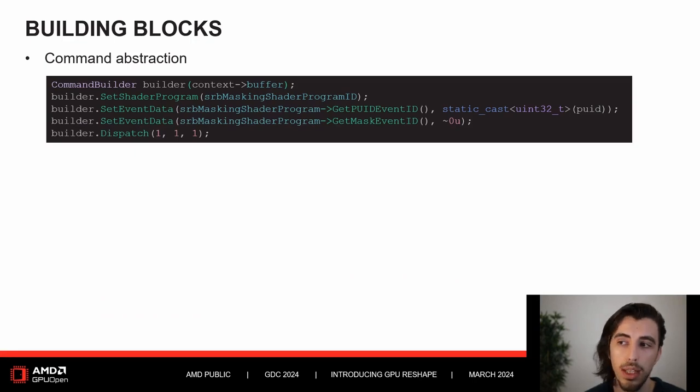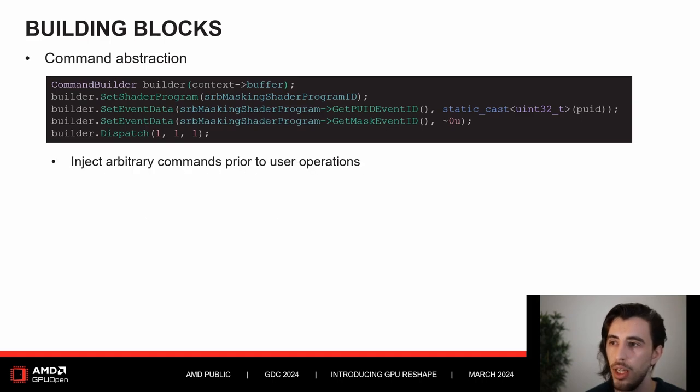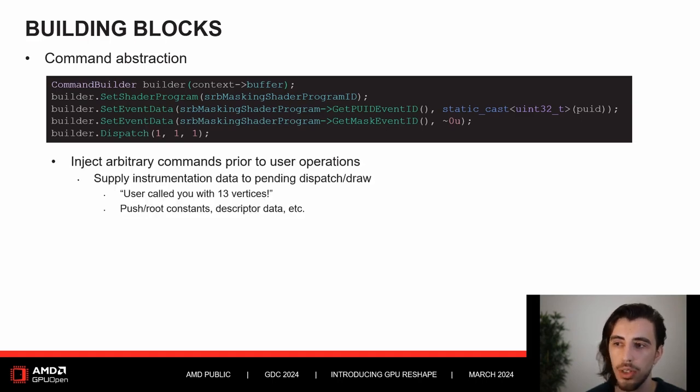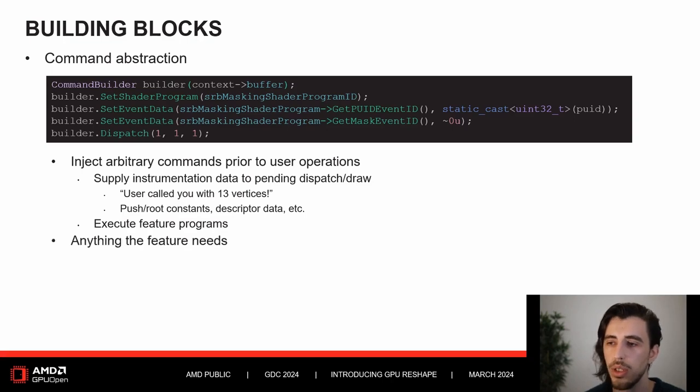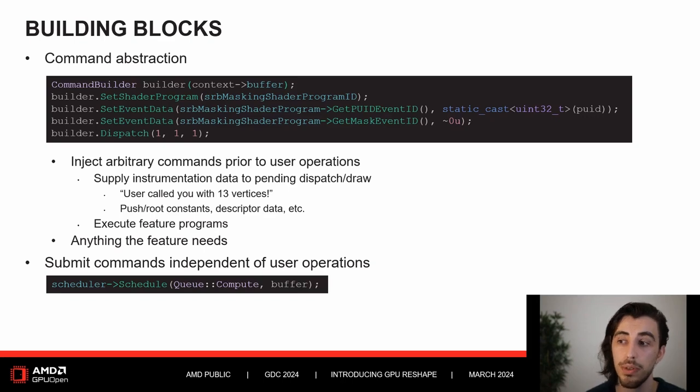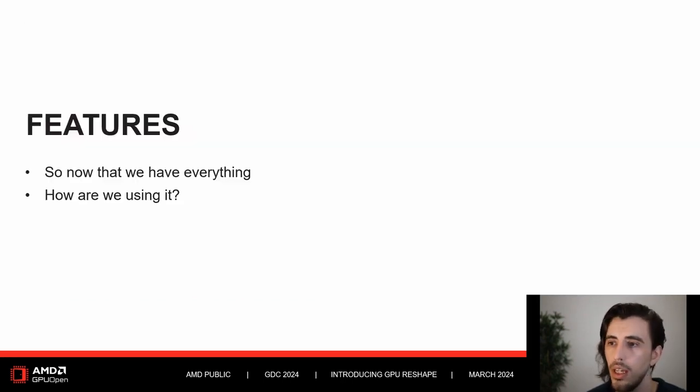And with that, we also need a lightweight command abstraction. Before any pending user operation, we may wish to inject commands such as uploading data to a pending invocation or even executing said feature programs. It's really up to the feature, anything that it needs. It can even launch its own command buffers if it so desires. So that's a lot of different things, but let's just talk about how they're used today then.